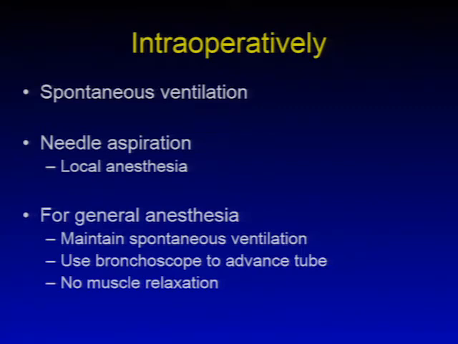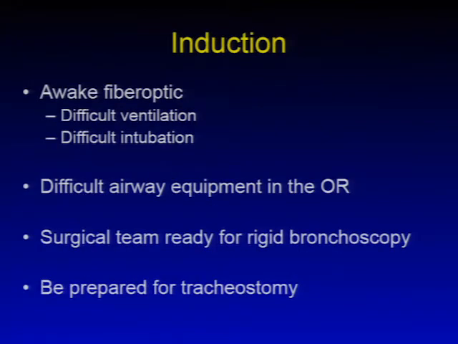And furthermore, in order to maintain spontaneous ventilation, you would not want to use a significant amount of muscle relaxation for these patients while you're doing the induction of anesthesia. So an awake fiber optic generally would be the appropriate choice, especially if you're going to do a general anesthetic for patients who are cooperative. In this case, the Down syndrome patient would not necessarily be cooperative for this case.